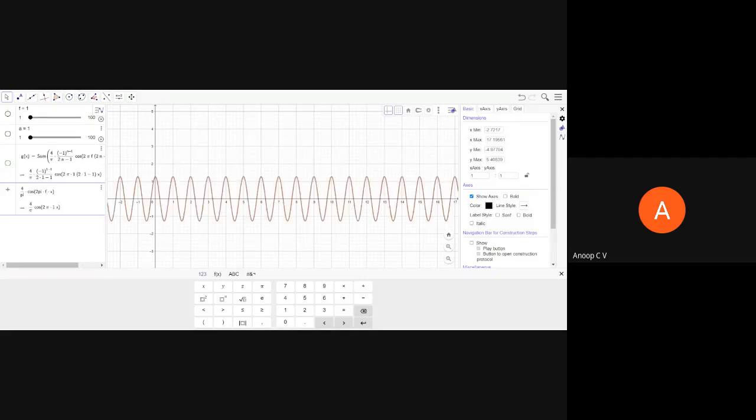Now someone help me with the terms. What was the first term? The first term was 4 by pi. I'll just type it in here: 4 by pi cos 2 pi times f times, instead of t, I'll be using x here. The first term was a sinusoid, so I'm calling it h of x. What was the second term? It was 4 by, can anyone tell me please? 4 by 3 pi.